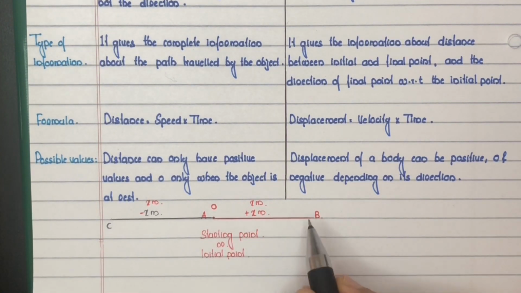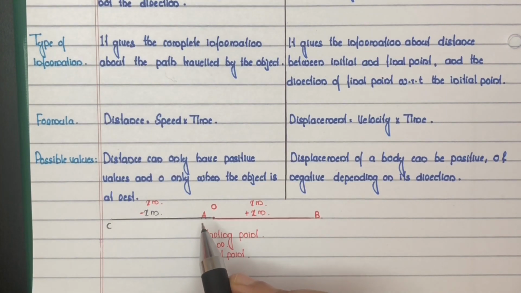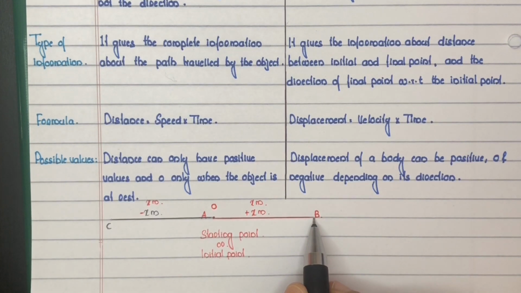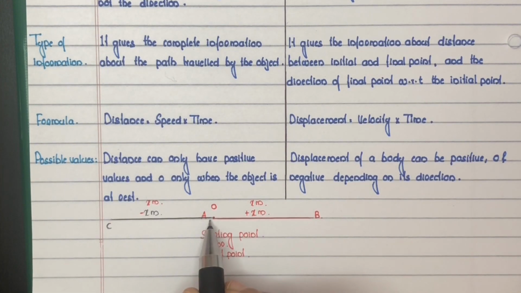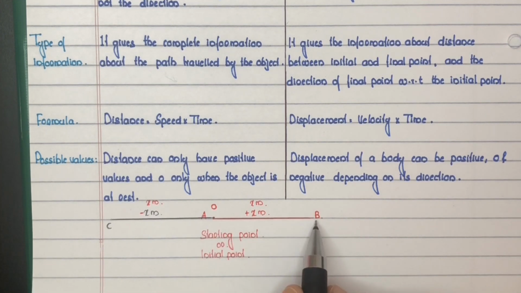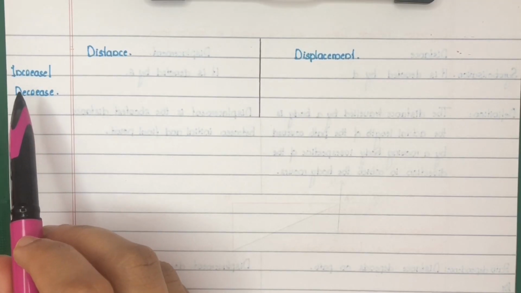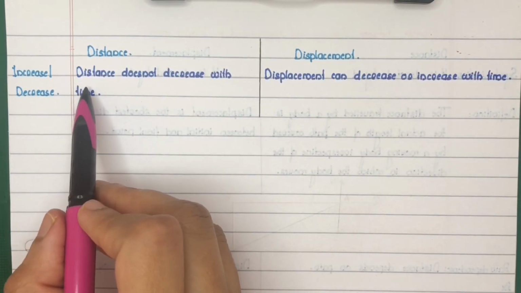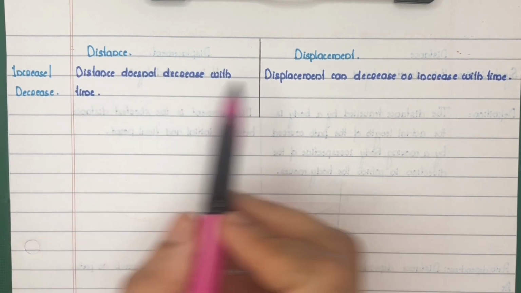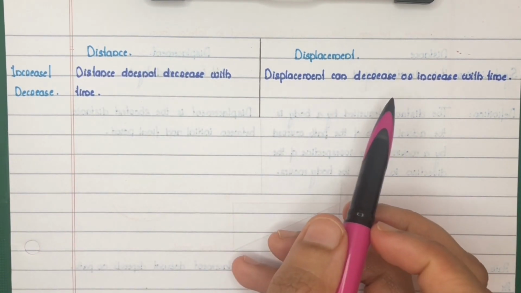And if the body is returning to the initial position, then what will be the distance traveled? That is, starting from A, the body reached B and then returned back to its initial position A. So the path followed will be first A to B and then B to A, right? So the distance will be length of AB plus length of BA, that is x plus x, cannot be zero. Displacement will be zero in that case. Next point, increase or decrease with time. Distance does not decrease with time. Displacement can decrease or increase with time.